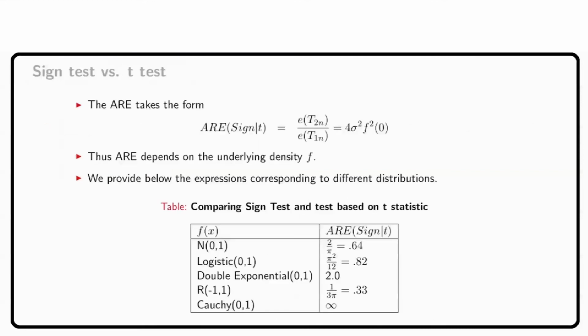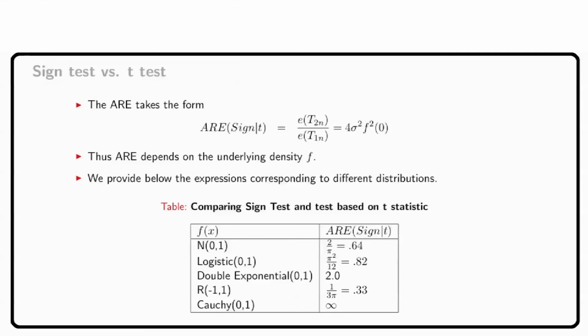And finally, we can compare different pairs of tests using ARE. First of all, consider the comparison of the sign test with respect to the t-test statistic. The ARE is given by 4 sigma square into f square 0. Naturally, ARE depends on the underlying density f. Thus, we provide below the expressions corresponding to different distributions.